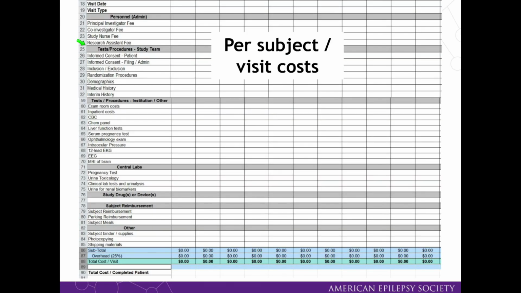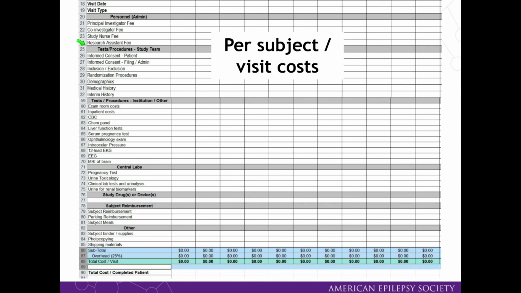And then you'll also develop a budget for each subject and each visit. So in this spreadsheet, you'll have the amount of costs that will be associated, or the amount of staff time associated with getting informed consent, or collecting the laboratory studies that are required. So we'll have each visit, we'll have whether this procedure is done or not and the amount of cost associated with that. And then at the end, you'll get a total cost per completed patient.